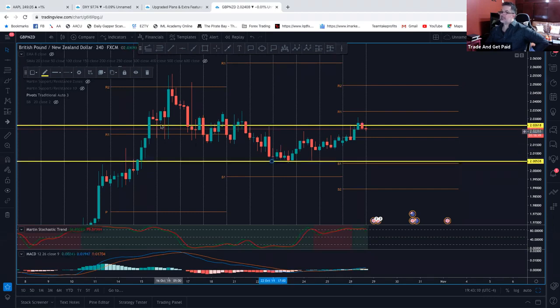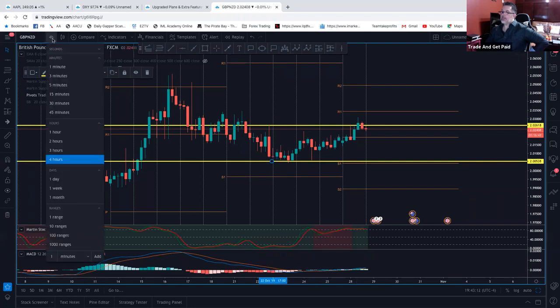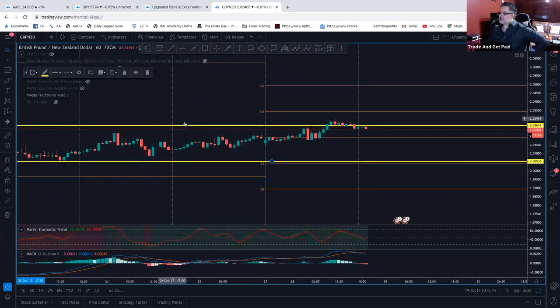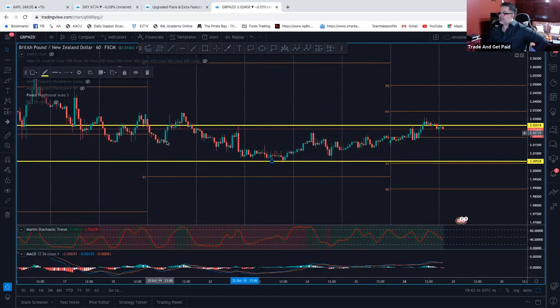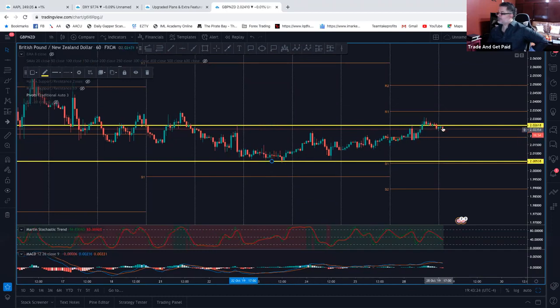Put my lines, I did a study. This is the 4 hour. Went down to the 1 hour. This is what we call top-down analysis. You can see how price came down in here and now it's trapped in here. All right. It broke out, but it came back in. Looks like it's rejecting there now too. Go down to the 30-minute.